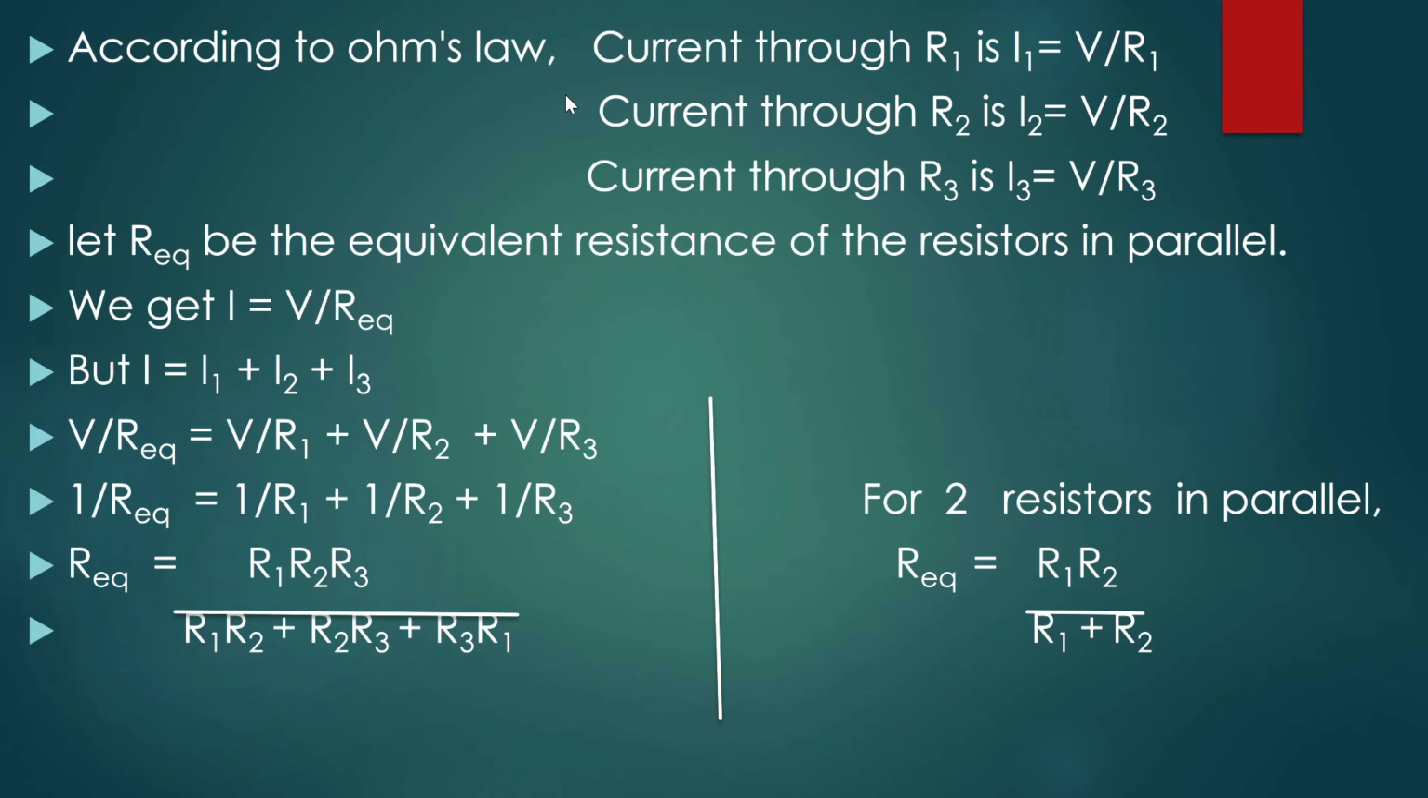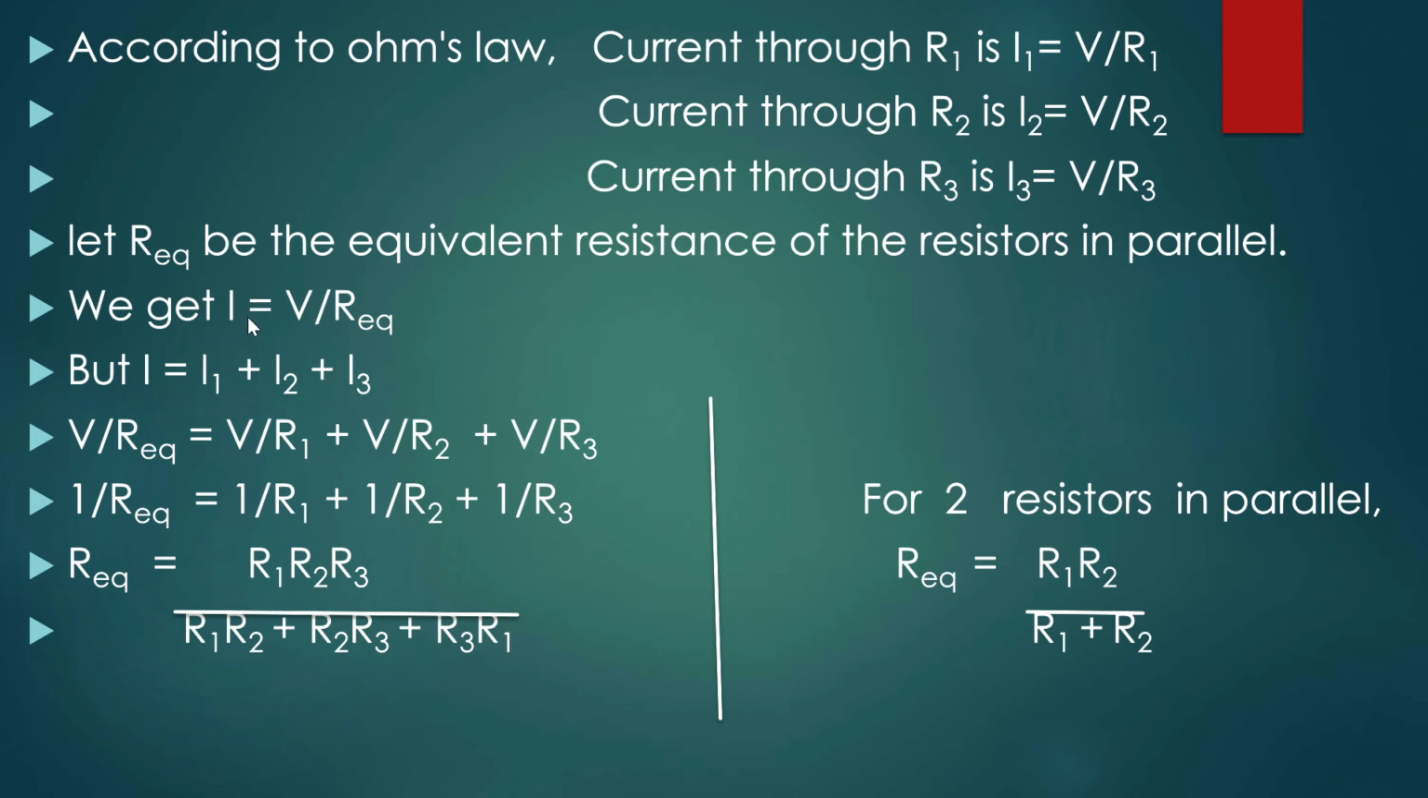According to Ohm's law, we know the current through R1, I1, is equal to V by R1. We know V is equal to IR, so I is equal to V by R. So from that relation, we'll be writing I1 equal to V by R1, and the current through the second resistor, I2, is equal to V by R2, and the current through R3, the third resistor, I3, is equal to V by R3.